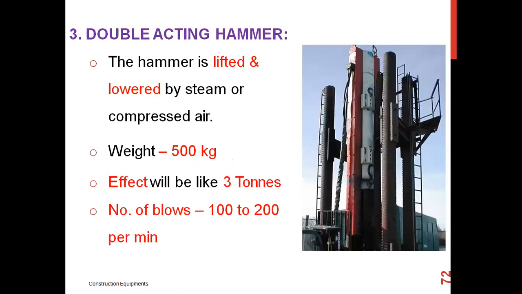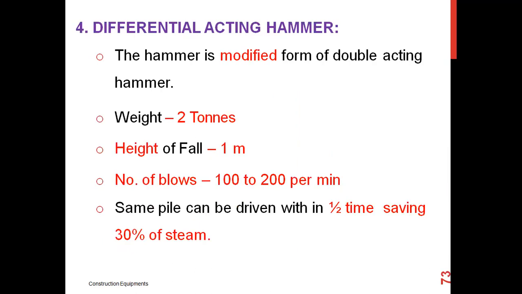The double acting hammer. The hammer is lifted and lowered by steam or compressed air. The weight of this hammer is 500 kg. The effect will be like 3 tons of load put directly on the surface which has to be driven. These double acting hammers deliver 100 to 200 blows per minute on the object which is to be driven into the surface.